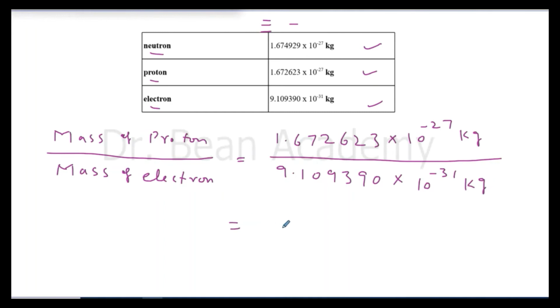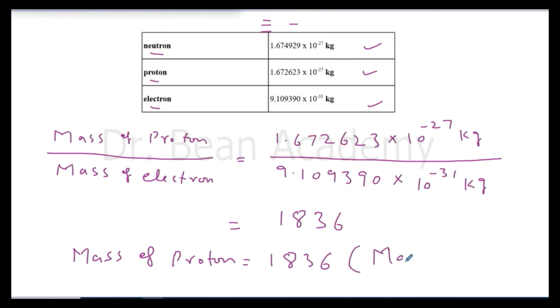And my calculator tells me that this value is 1836, and I am ignoring the fractional part. So it means that the mass of a proton is 1836 times the mass of an electron. So you see, the mass of a proton is way larger than the mass of an electron.